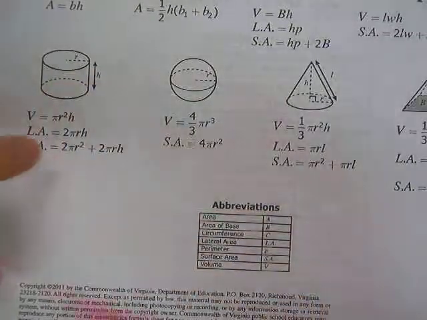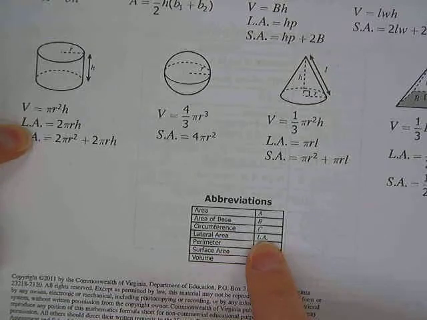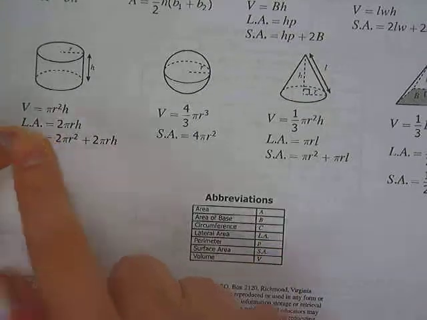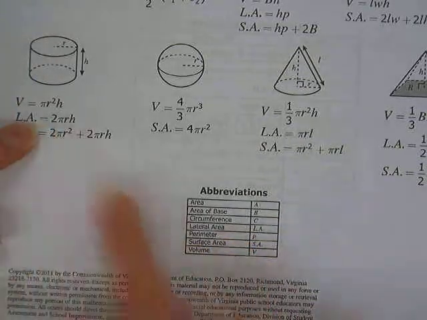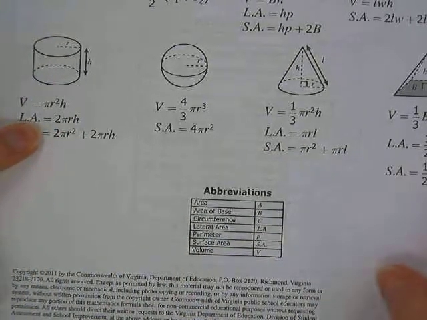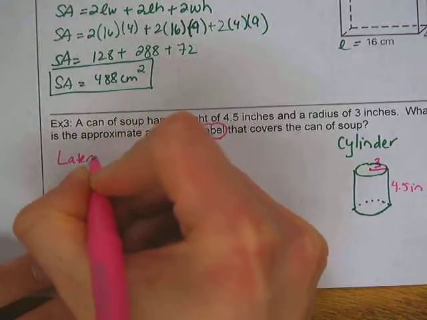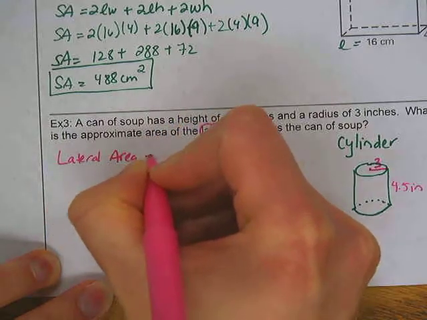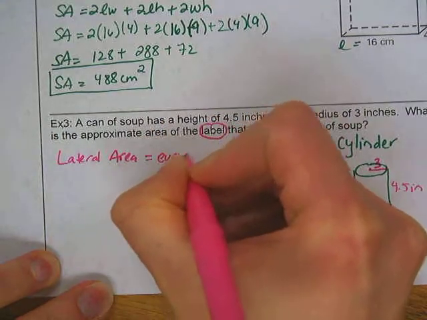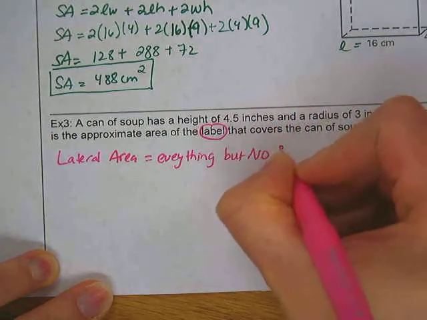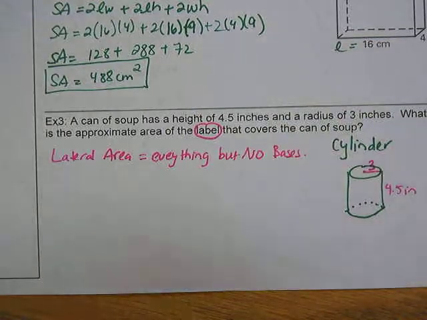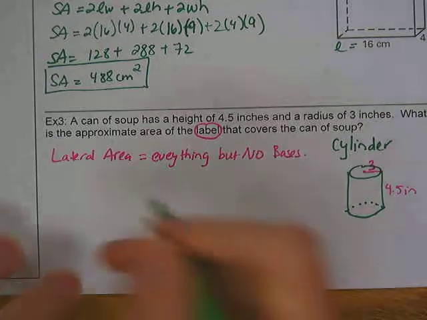If you look at your formula sheet, for a cylinder you have a volume formula, an LA formula, and an SA formula. LA stands for lateral area. If you ever forget what some of these letters stand for on your formula sheet, on the bottom of the page you have these abbreviations. So LA, lateral area. And lateral area means everything but not the bases.